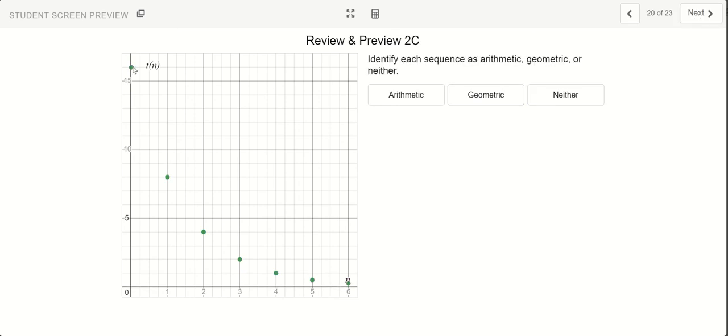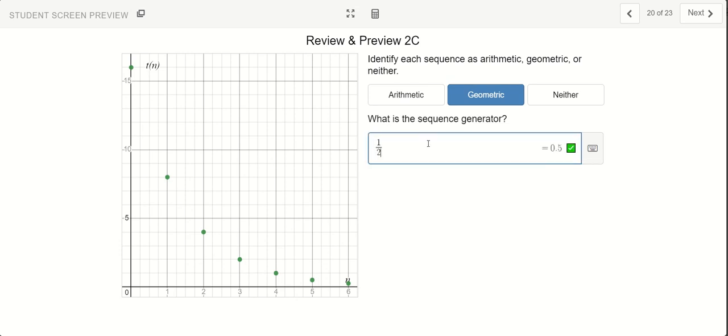And here, let's see, I'm starting at 16, then down to 8. Do you see how it's cut in half? And then down to 4, cut in half. 4 to 2, cut in half. So this is geometric. I'm multiplying by a half each time. So each time I'm cutting it in half.